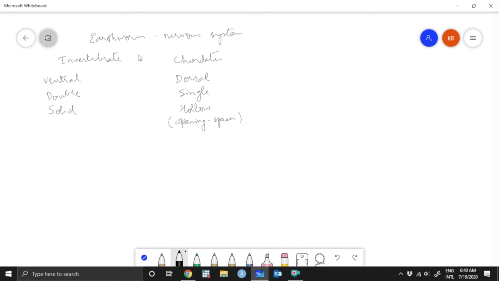So these are the differences between invertebrates and chordates, or rather you can put over here vertebrates. That this is ventral in position, this is dorsal in position, always double, and this is single, solid and hollow. Now let us start with earthworm.